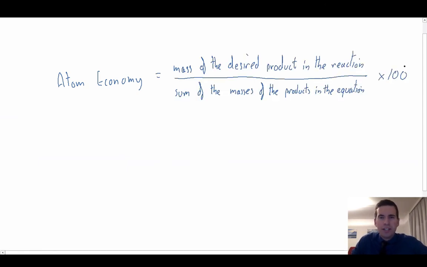Let's now look at atom economy. So atom economy is basically, in a reaction, if it goes to completion, how many of the atoms which are going from the reactants are actually going to form the product you want? That's basically it, okay? But you have a more technical formula. And the equation is that you take the mass of the desired product. By mass, I mean molecular mass or atomic mass, okay? So the mass of the desired product in the reaction divided by the sum of the masses of the products in the equation. Let's have a look at an example.